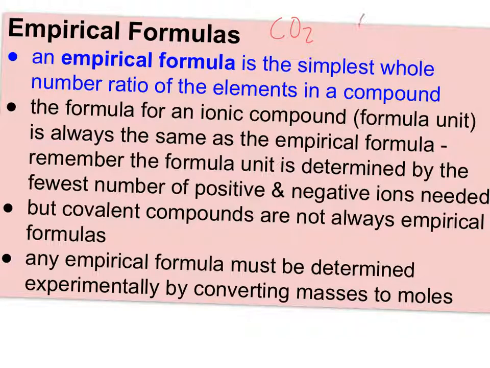But if I had a sugar with the formula C6H12O6, that simplest formula would be CH2O. So that's what we mean by an empirical formula. And to determine an empirical formula, you need to have experimental data that lets you know the mass of each element that's part of that compound. And then we convert the mass to moles and come up with the ratio.